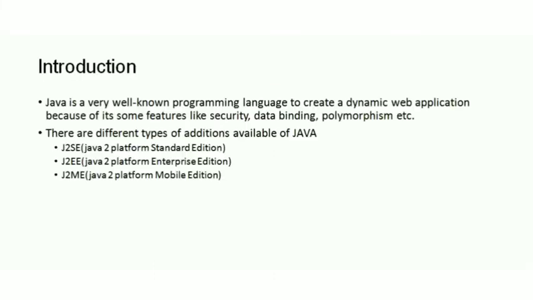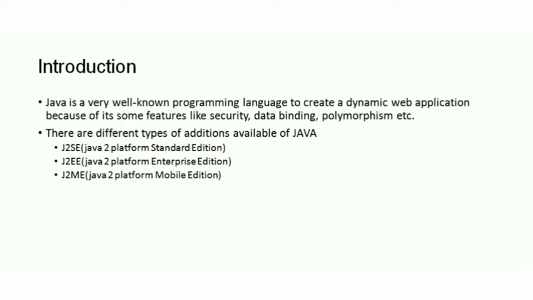Java is a very well-known programming language to create dynamic web applications because of some features like security, data binding, polymorphism, etc. As you all are aware of Java, right? So what is Java? We all know that among all the programming languages, Java is very well known for its security. To create a dynamic web application, when you connect with the server, or when you connect within the network, security must be applied in the application. So Java is a very good choice to create any web application.